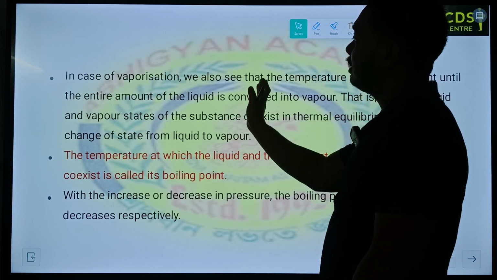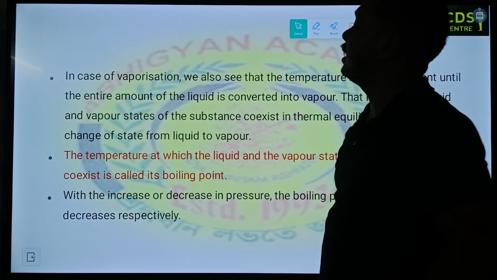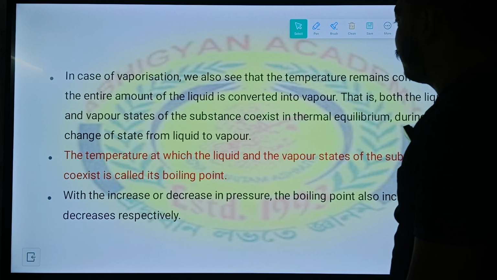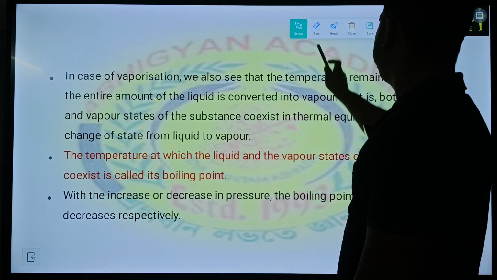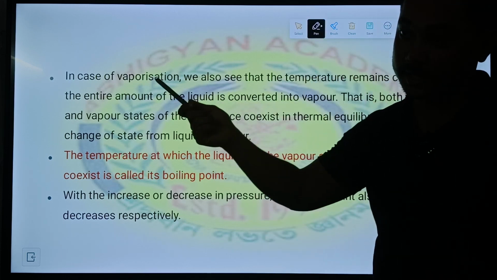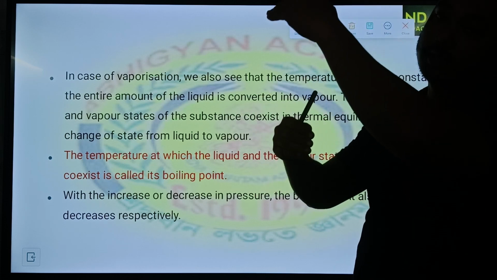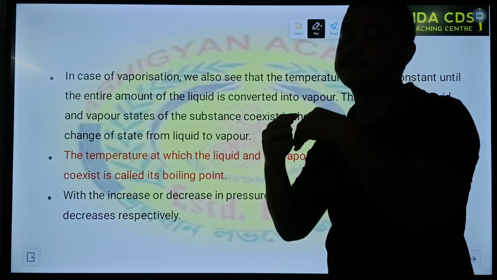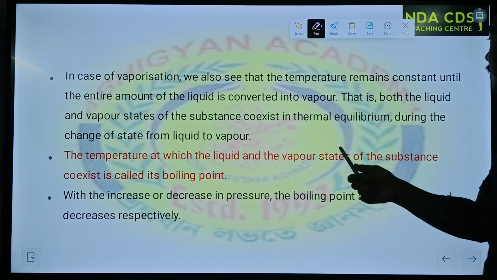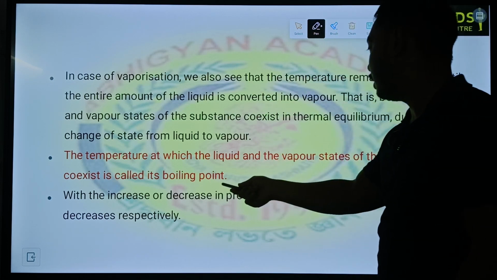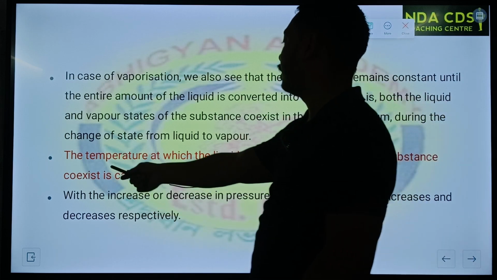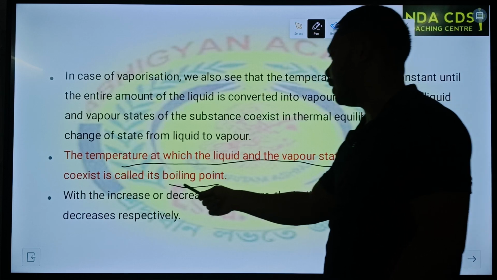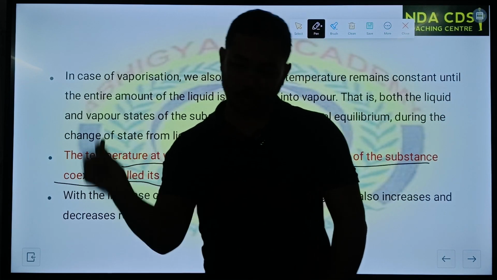Okay, now we have studied the case of solids. Now say in case of vaporization. In case of vaporization, we also see the same thing that I have said: when changing from liquid to gaseous state, until and unless the whole substance transforms, the temperature remains the same. And this is how you define the boiling point. The temperature at which the liquid and the vapor state of a substance coexist is what we call the boiling point.